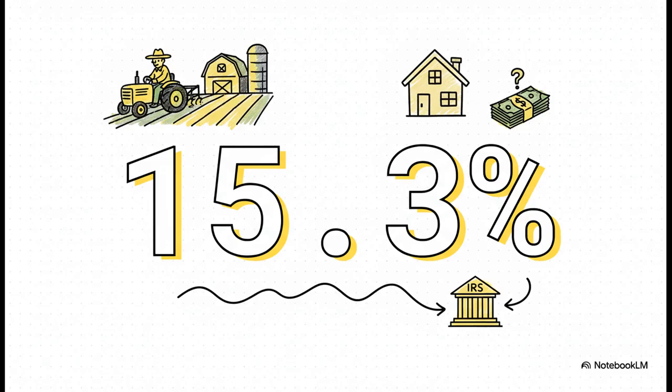It's the rate that comes from the Self-Employment Contributions Act, or SECA, and it's what draws the line in the sand between an active farm operator and a passive landlord in the eyes of the IRS. Choosing the wrong form here can mean a really nasty surprise in the form of a substantial tax bill.